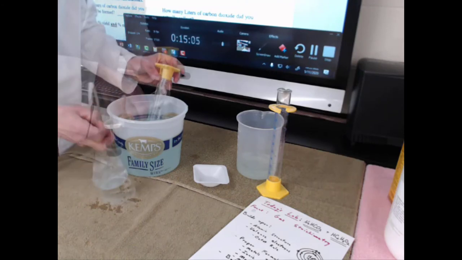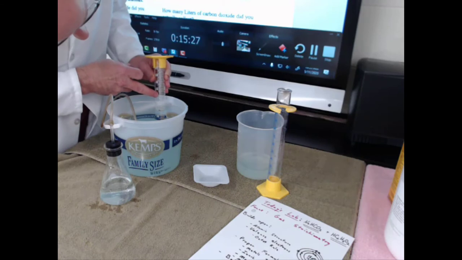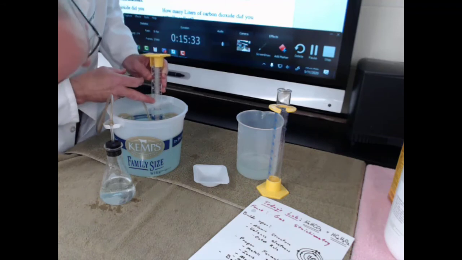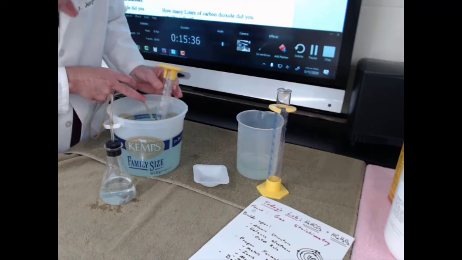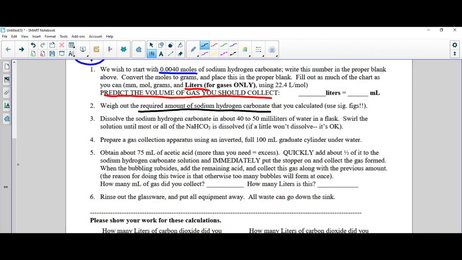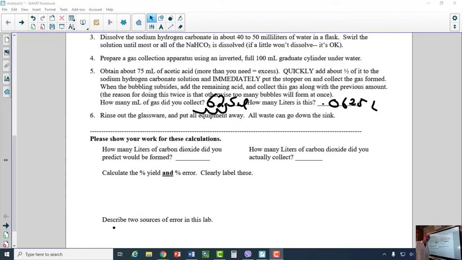And bubbles are still coming. All right, and we are now at about 62.5 milliliters of gas. 62.5 milliliters. How many liters is this? Well, remember, liters to milliliters is 3 away. Liters is a bigger unit, so we need less of them, so move the decimal 3 places. 0.0625 liters of gas. Okay, it's time to do our calculations right now.